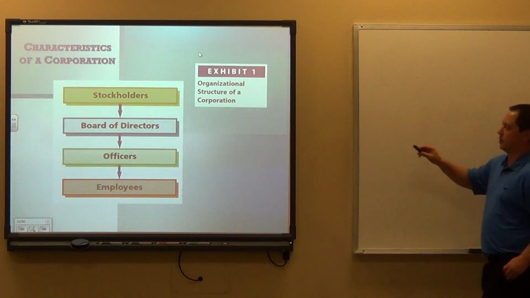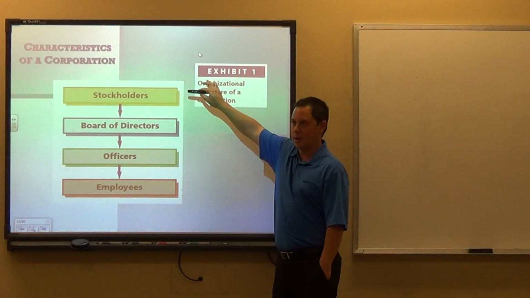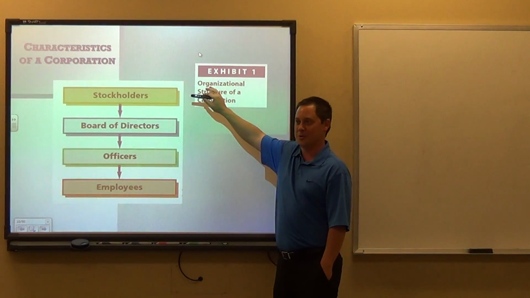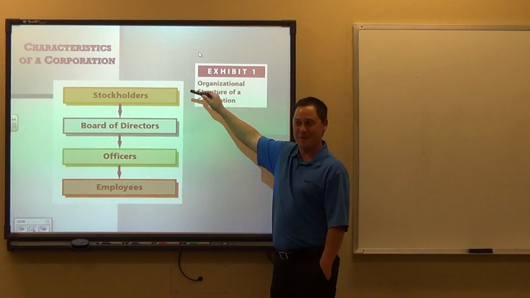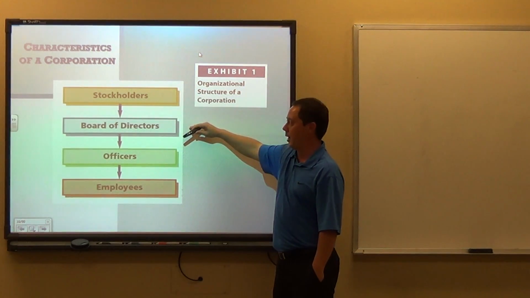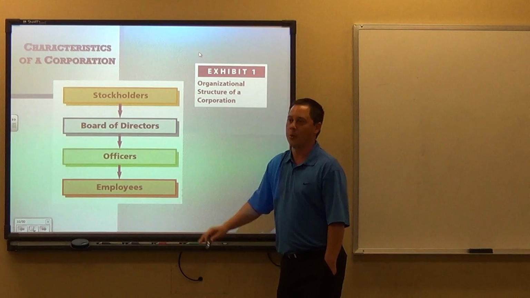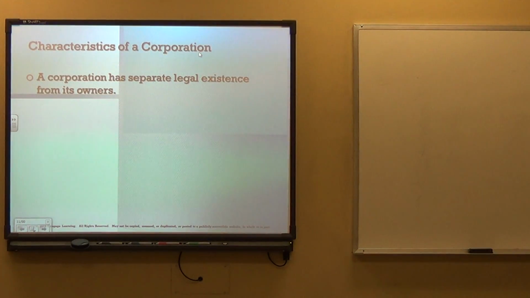So the reason those stockholders are on top is because they own the company. Now obviously there's different amounts of ownership. You can just have a couple shares of Google because it costs you about 900 each. So it may just be a few shares you have, but there's a lot of people that may have a lot more. Then you have the board of directors, and then your officers who report to the board of directors, and then the employees. And that's kind of how it works in this corporate structure there.